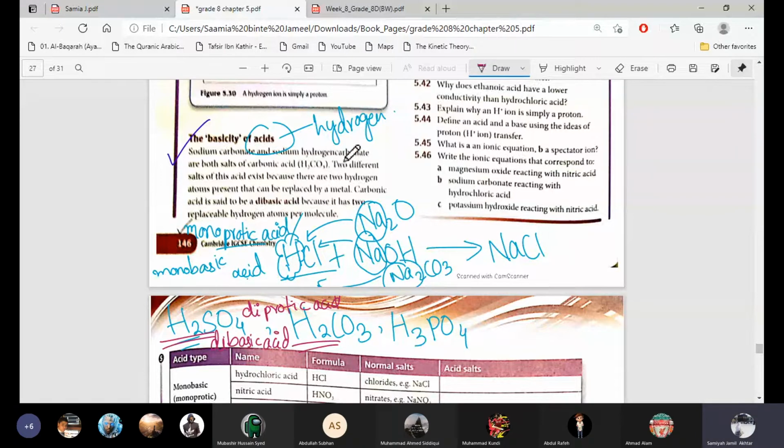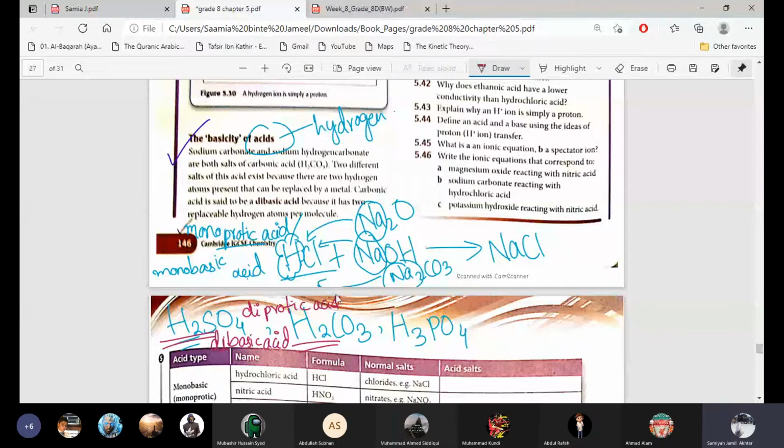Sodium carbonate and sodium hydrogen carbonate are both salts of carbonic acid. Carbonic acid is H2CO3. When the hydrogen is replaced by metal, these two salts are formed. Two different salts of this acid exist because there are two hydrogen atoms that can be replaced by a metal. Carbonic acid is said to be dibasic because it has two replaceable hydrogen atoms per molecule. So how many hydrogen atoms can be replaced is known as basicity.